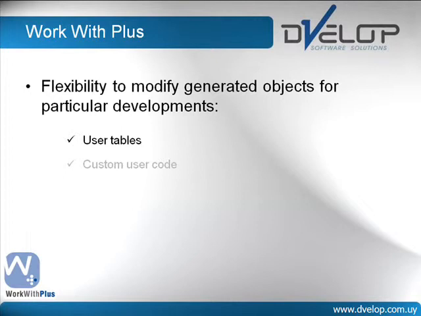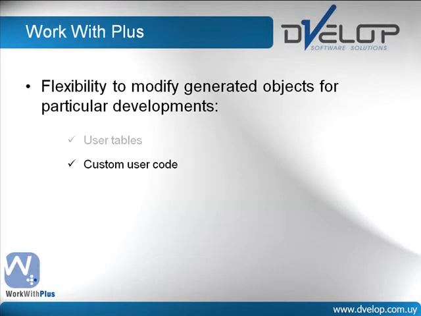As we just saw, the user tables give the user 100% flexibility in order to change the forms generated by the pattern. On the other hand, from the codification point of view, the WorkWithPlus allows the user to enter custom code on the events, rules, or conditions of each web panel without this code being overwritten when we reapply the pattern. Furthermore, we can add more events and variables on the forms. Let's see an example.